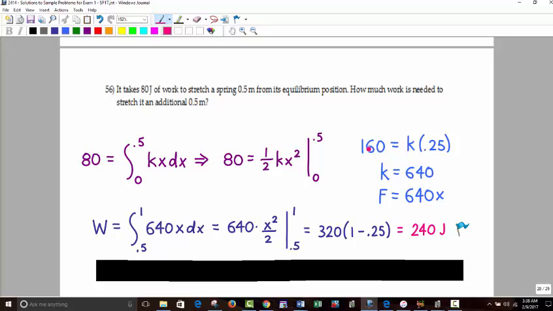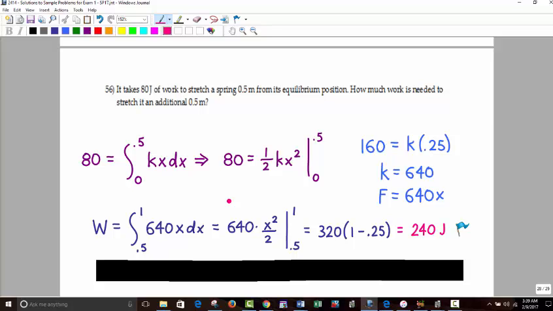So our force function is definitely 640x. That's just a slightly different way to get the force function, but once we have it, we're good. We're going to be integrating 640x. Now, what are the limits of integration? Let's see if they try to trick us here.